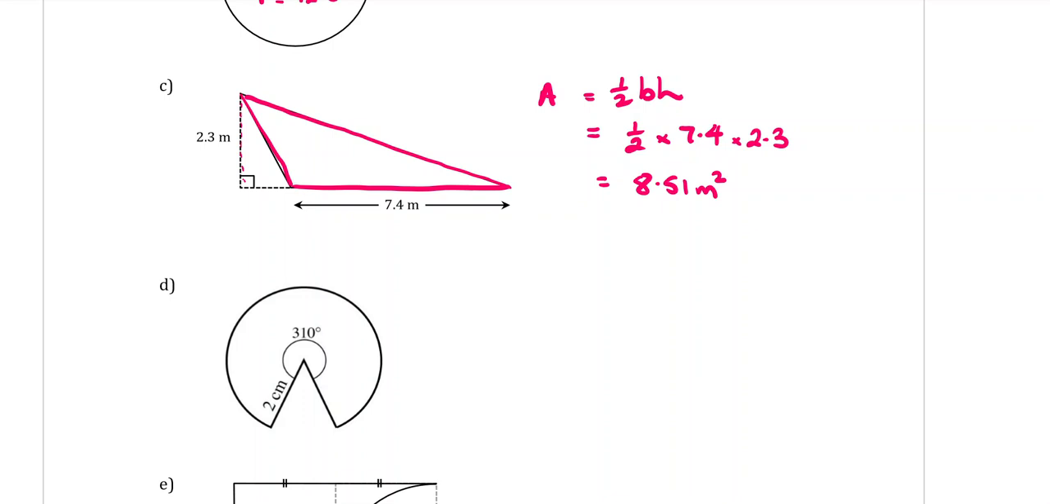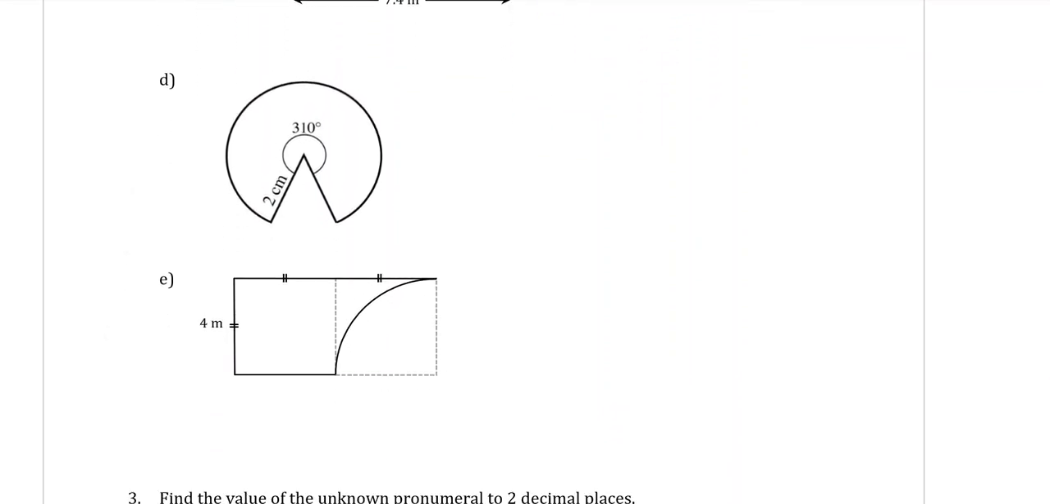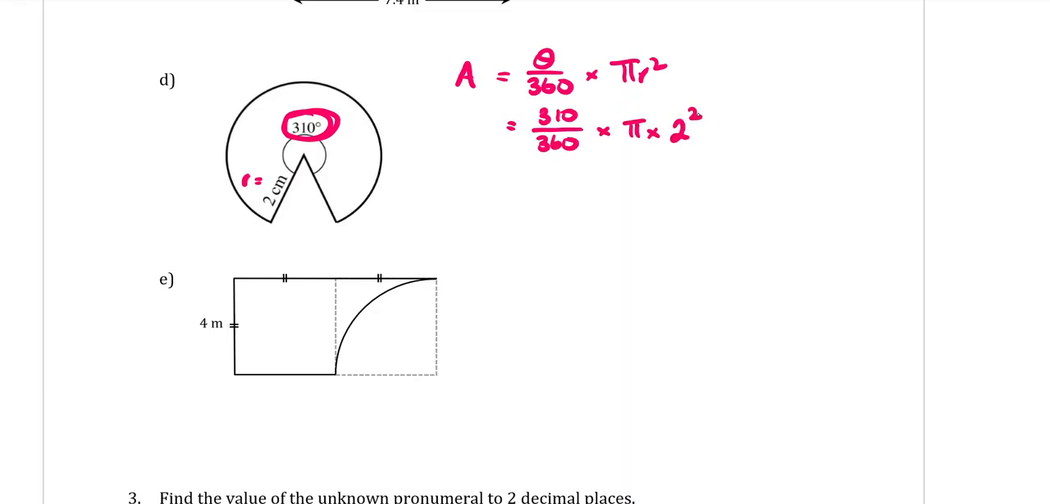meters squared. Part D is a sector. The formula for a sector is theta over 360 times pi r squared. The theta is the angle inside the sector, which is 310 degrees, and the radius is going to be the 2 centimeters there. Subbing those in, we get 310 over 360 times pi times 2 squared. In the calculator, you will get 10.82 centimeters squared.